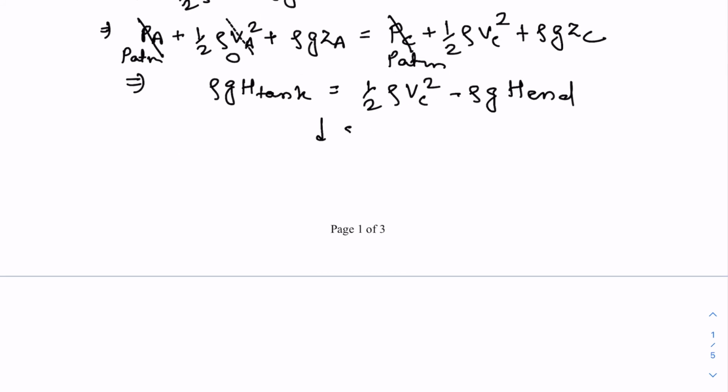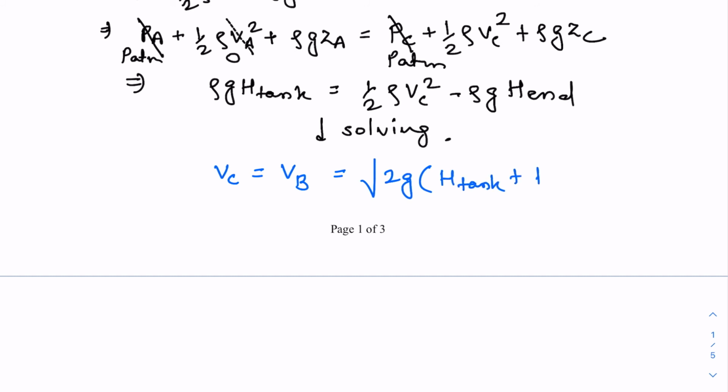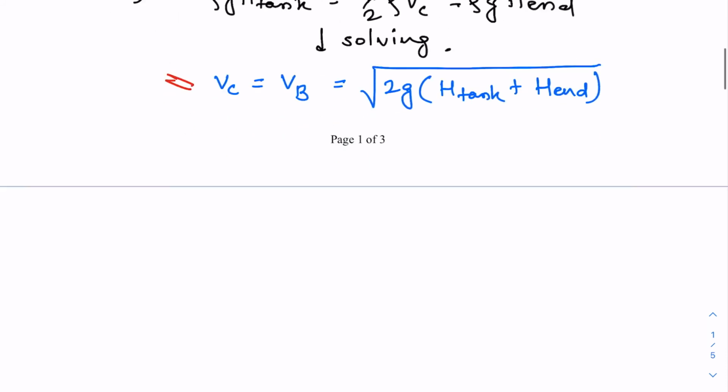So solving this equation, we'll find out that VC, which is also equal to VB, is basically square root of 2 times G times H tank plus H end. So basically, this is the velocity at which the water is flowing through the pipe.